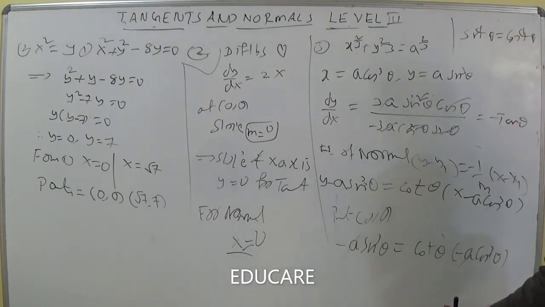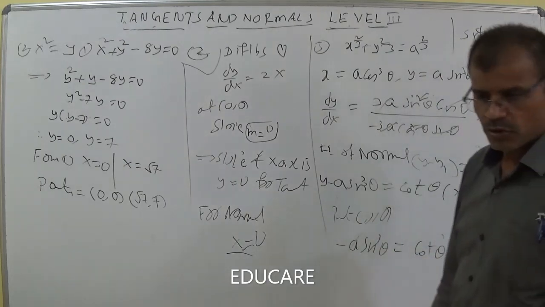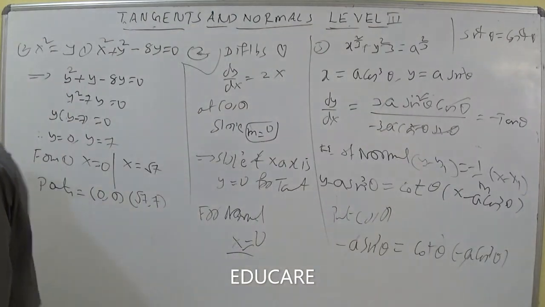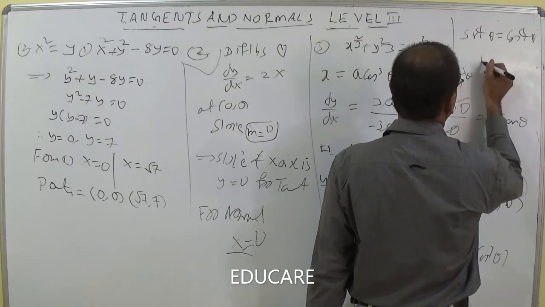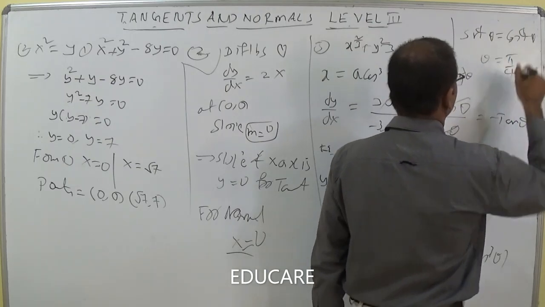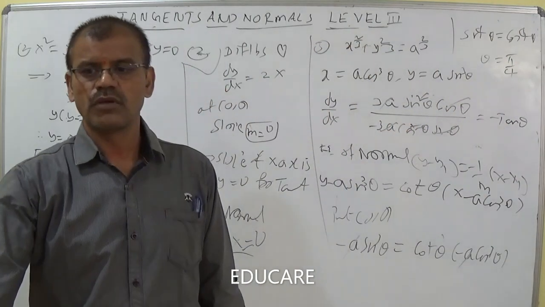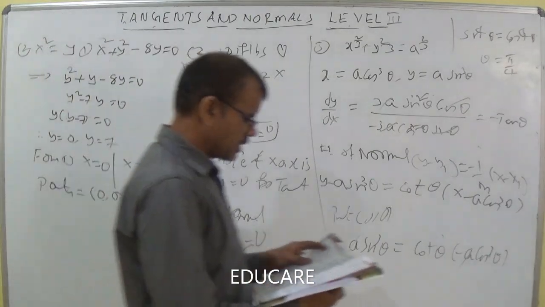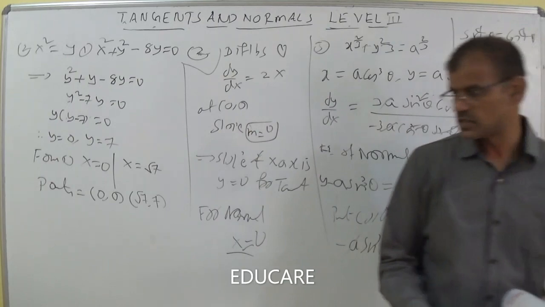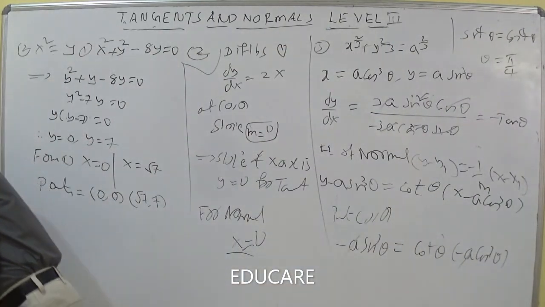Cos theta by sin theta had written, sin power 4 theta. We can write here sin power 4 theta is equal to cos power 4 theta. Whenever sin theta is equal to cos theta, we know that theta is equal to pi by 4. So third question completed. Let us discuss the fourth question.